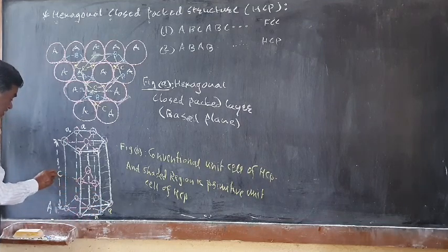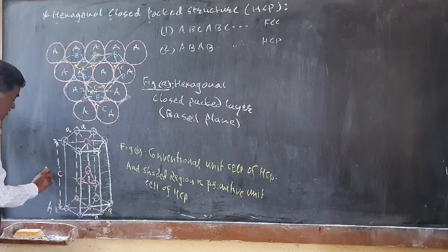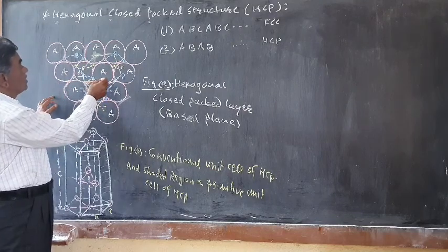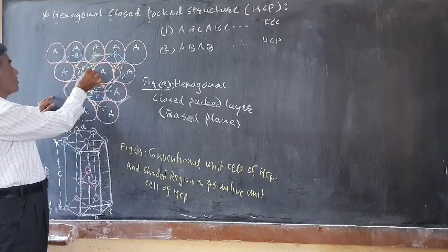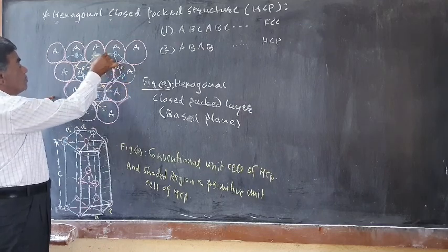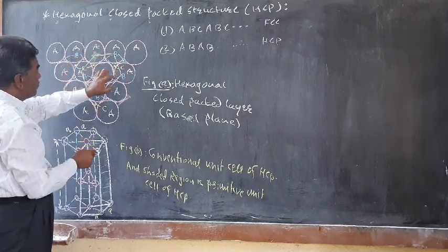This position is nothing but B position. This is B position because in this structure there are three whites. Here is nothing but one white, B position. Here is nothing but B position. Here is nothing but B position. In this structure we are getting three whites.